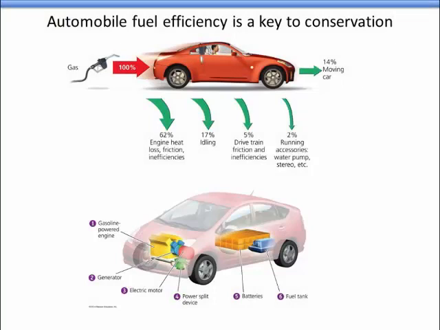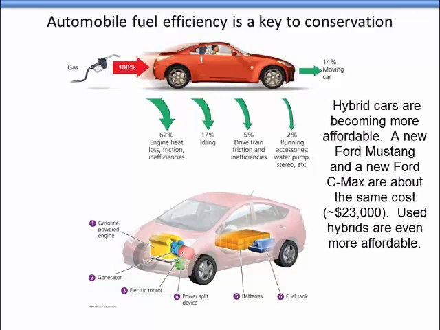Automobiles provide the greatest fossil fuel conservation opportunities because conventional automobiles are very fuel inefficient. Of all the energy in the gas put into the car, only about 13 to 14% actually moves the car forward. Nearly 85% of the useful energy is lost, primarily as heat. Alternative technologies such as electric cars, hybrids, and hydrogen fuel cell vehicles are more efficient options than traditional cars.